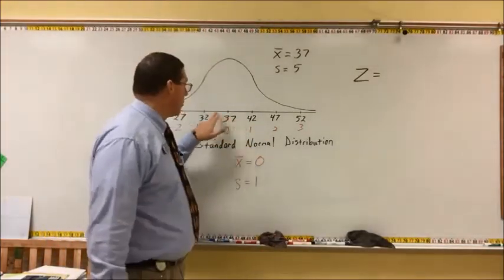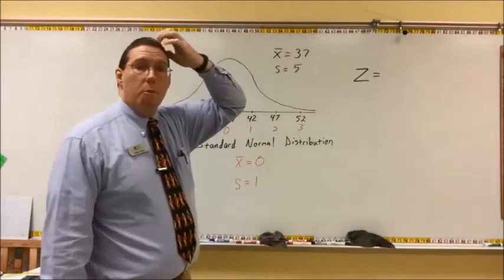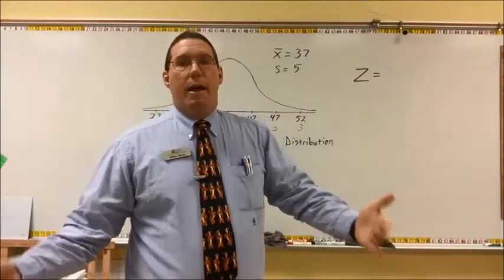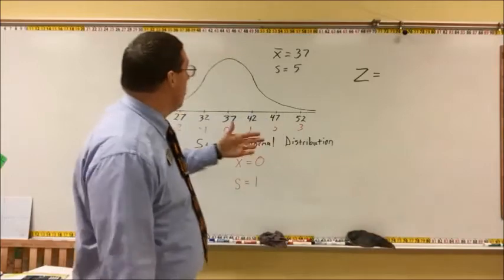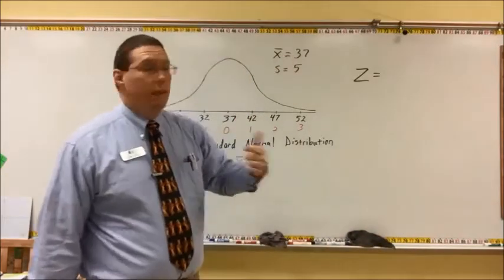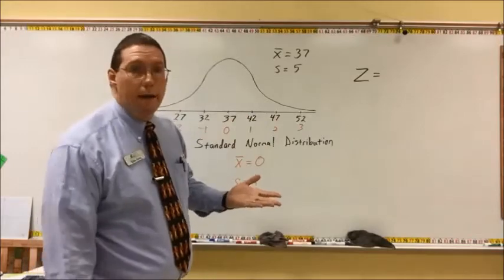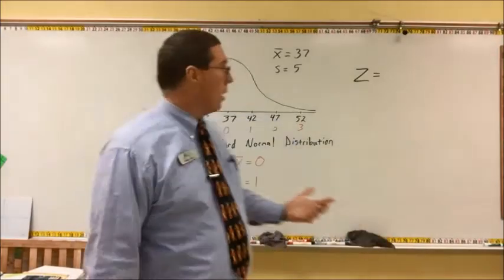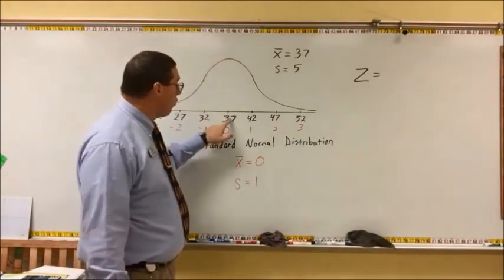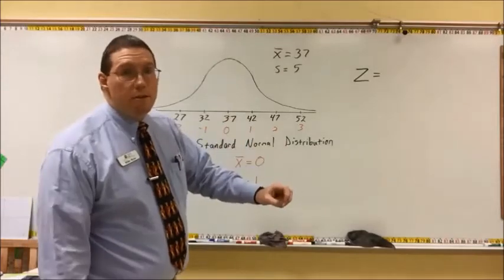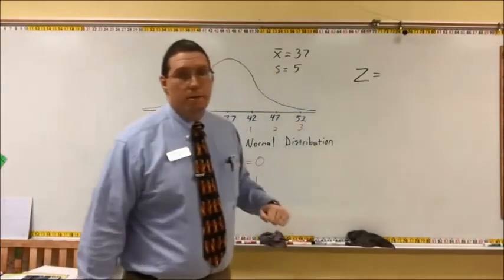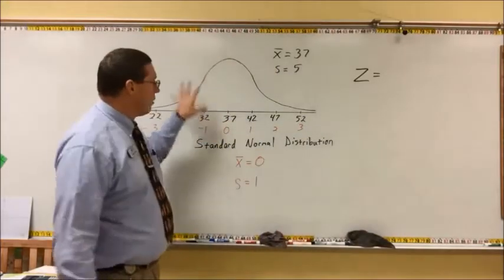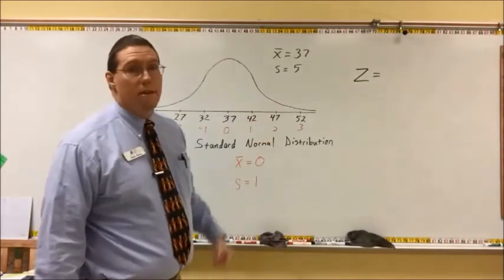Let's say that this number is a population, and we're measuring how wide an opening is. And let's say the mean opening is 37 inches wide with a standard deviation of 5 inches. We might be talking about doorways. So we're going to convert our units from inches into Z units, and Z units are the units of the standard normal distribution. We call it a Z-score.